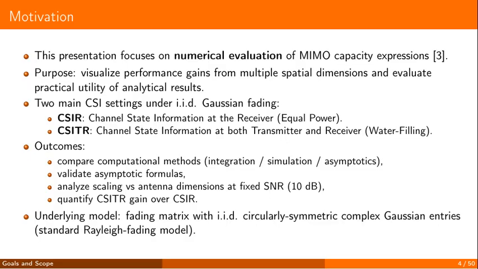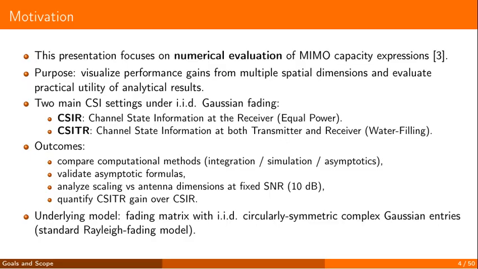We focus on two channel knowledge scenarios, both under independent Gaussian fading. In the first, only the receiver knows the channel, the CSIR case, and transmit power is spread equally across antennas, the sensible policy of someone with no information. In the second, both transmitter and receiver know the channel, the CSITR case, and power is allocated by water filling, concentrating energy where the channel is strongest.